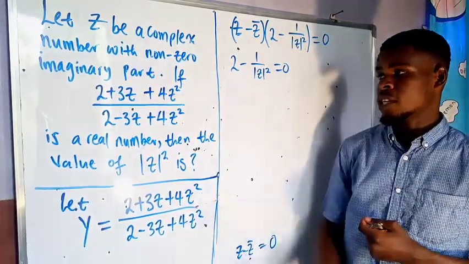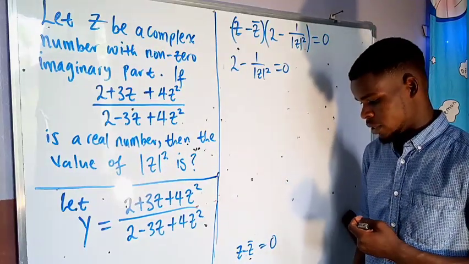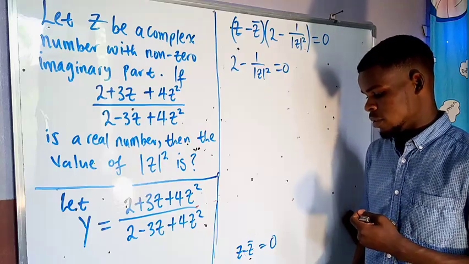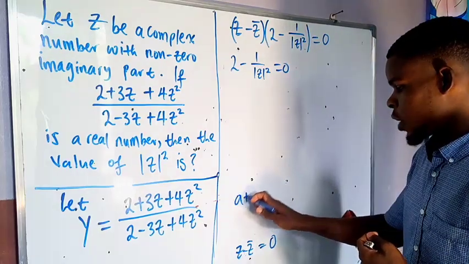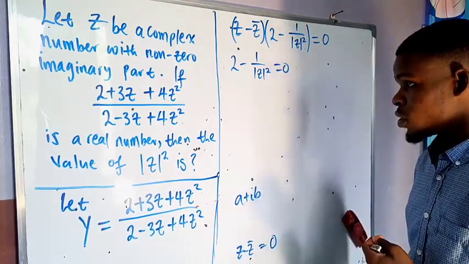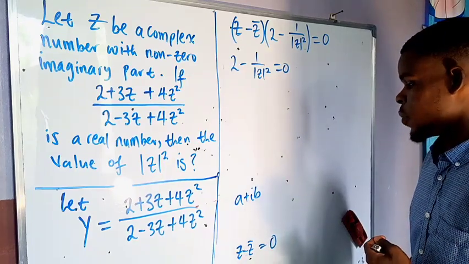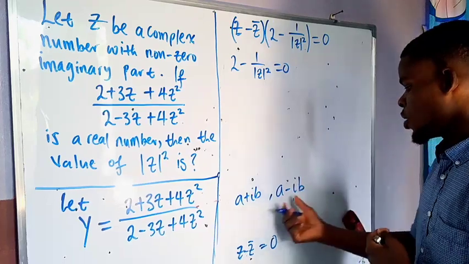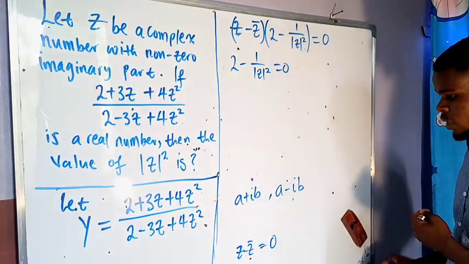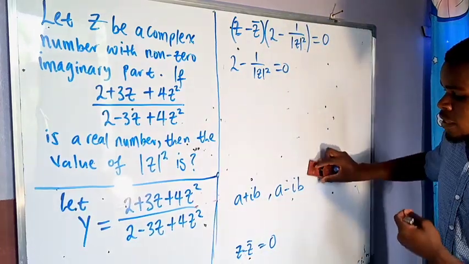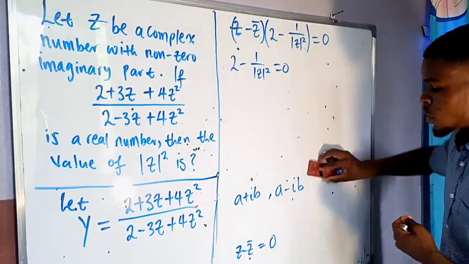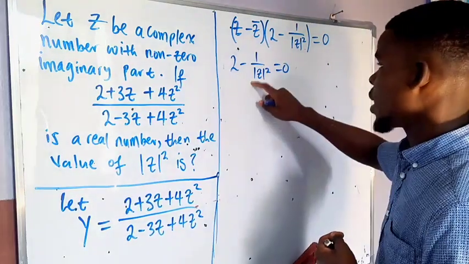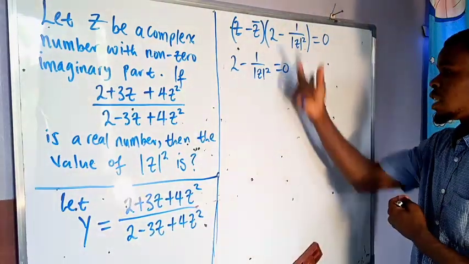Notice that z is a complex number with non-zero imaginary part, which means that it is not the same thing as its conjugate. Because if this is a complex number where b is non-zero, that's what it means for the imaginary part to be non-zero, then the conjugate will be a minus ib, which means these two are not the same. So this difference cannot be 0 because z is a complex number with non-zero imaginary part. So the only part that has to be 0 is just this other side.